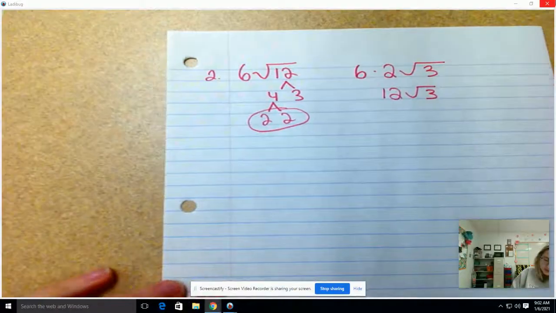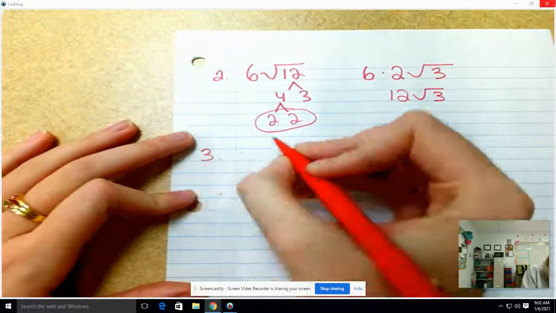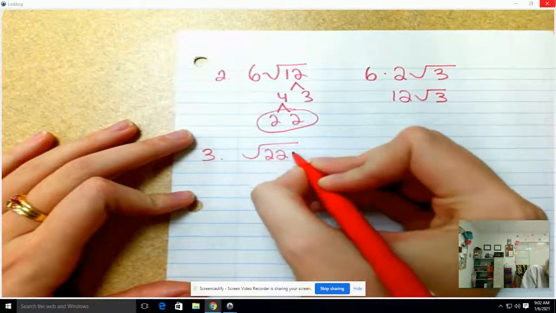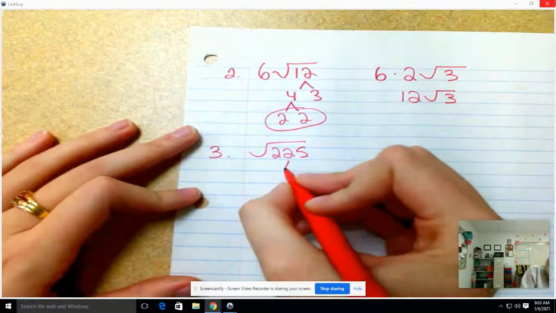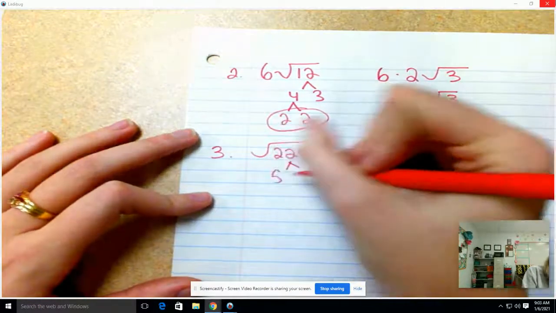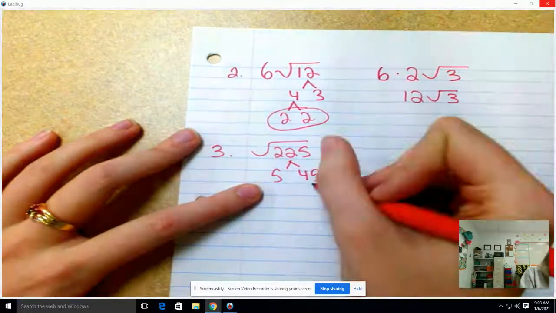And we'll do one more example. We will do the square root of 225. Again, I'm going to make my factor tree. Doesn't matter what factors I use. I'll use 5 and 45. 5 is a prime number.